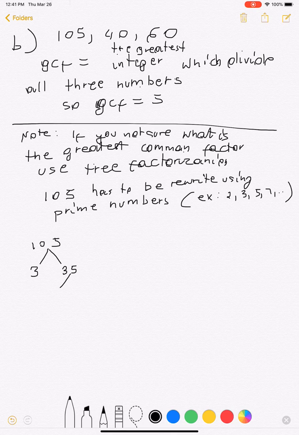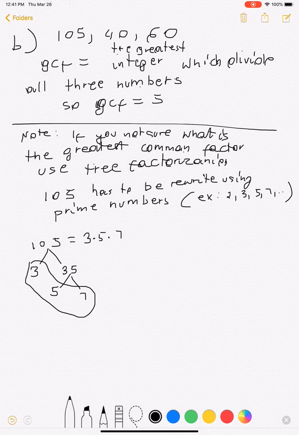Now I'm talking about 35. On the left side of the tree, you're trying to have a prime number, so 35 cannot be divided by 3, cannot be divided by 2, so the next prime number is 5. 35 can be divided by 5, and that will give me 7. Now you see that 3, 5, and 7 are all prime numbers. So that shows you that 105 is the same as the product of 3, 5, and 7.